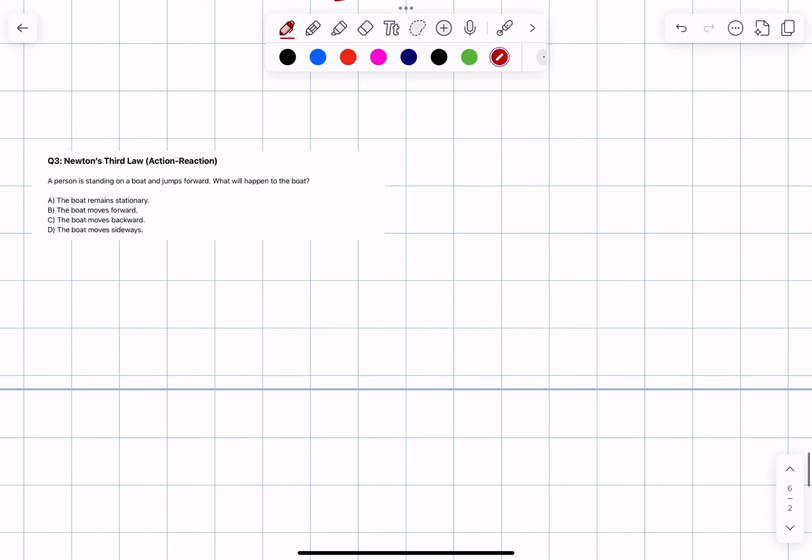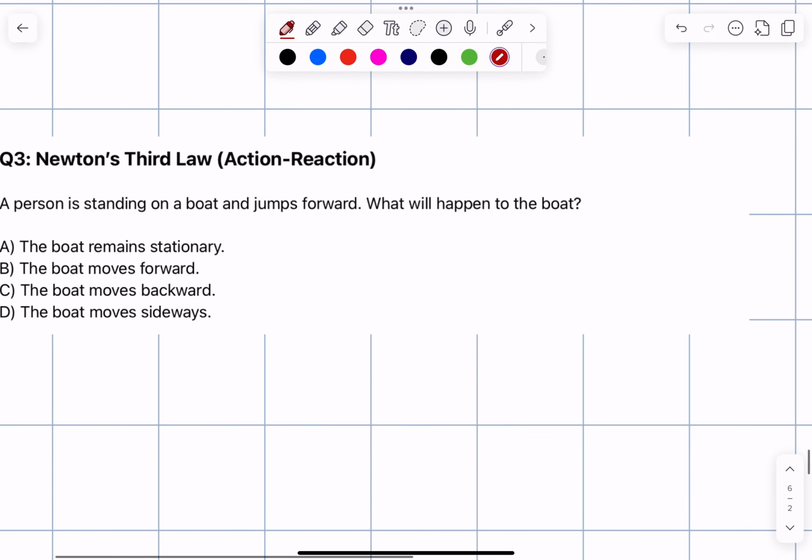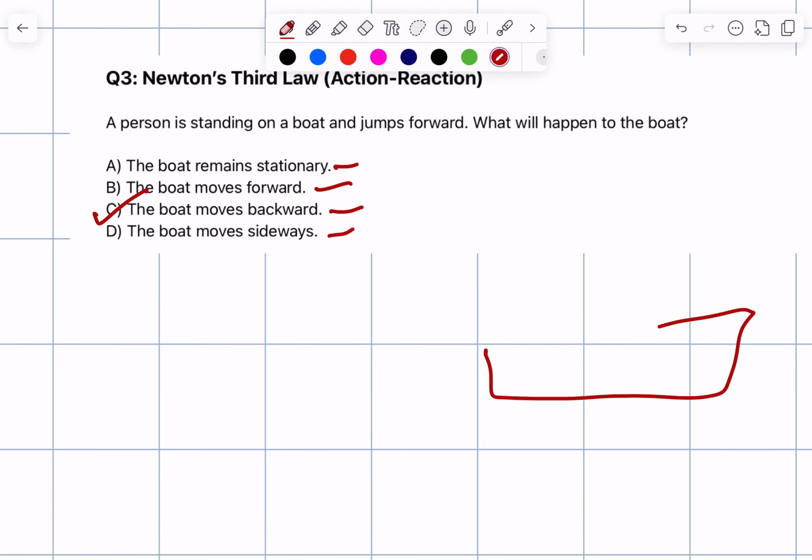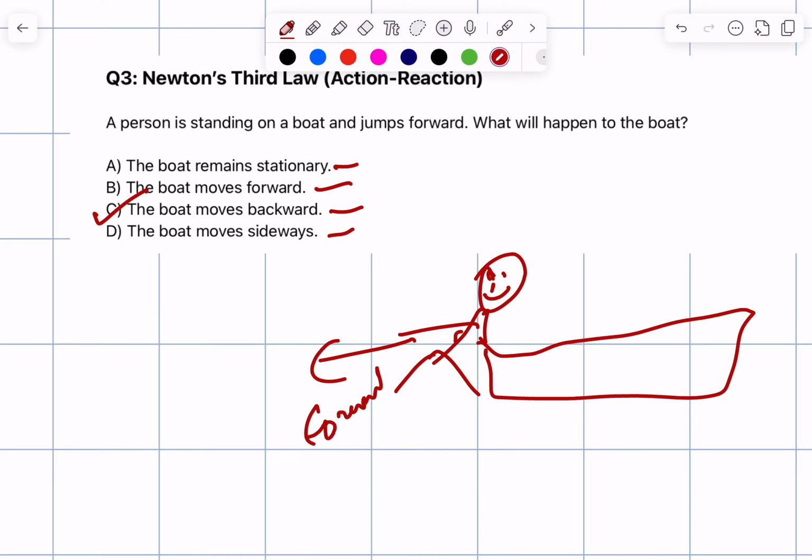So now let's move to question number 3. A person is standing on a boat and jumps forward. What will happen to the boat? The boat remains stationary, the boat moves forward, or the boat moves backward. I would say it's C. Backward. The boat moves backward, because the force will be in the opposite direction. Exactly. If the jump is in the forward direction, the boat will move in the backward direction.